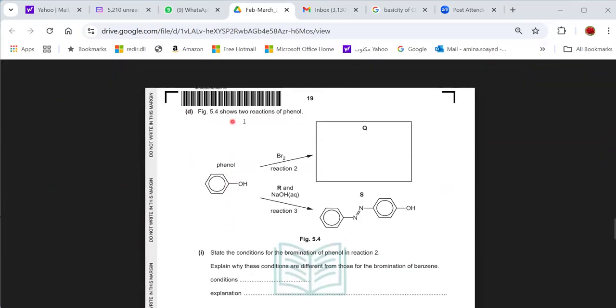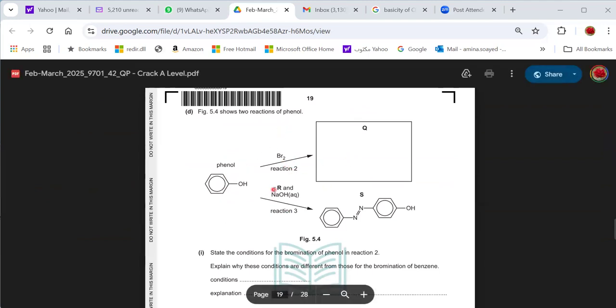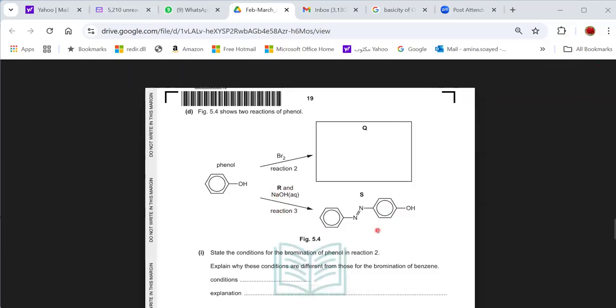Here they said figure 5 shows two reactions of phenol. Phenol with bromine gives reaction 2, and if we add R and sodium hydroxide, we get this azo compound. So they said, state the conditions for the bromination of phenol in reaction 2, and explain why these conditions are different from those for bromination of benzene. The conditions here are room temperature. The bromine is aqueous, not liquid as in the case of benzene.